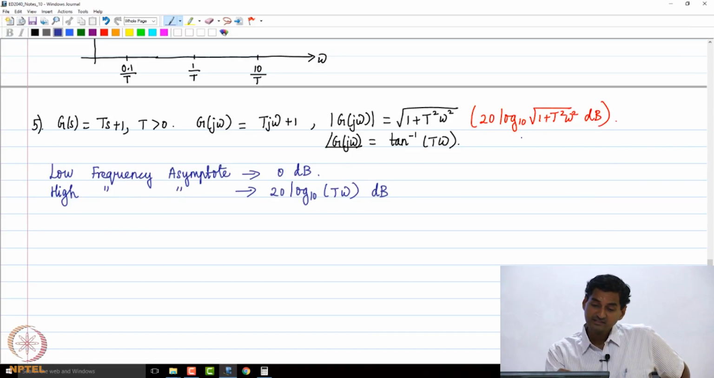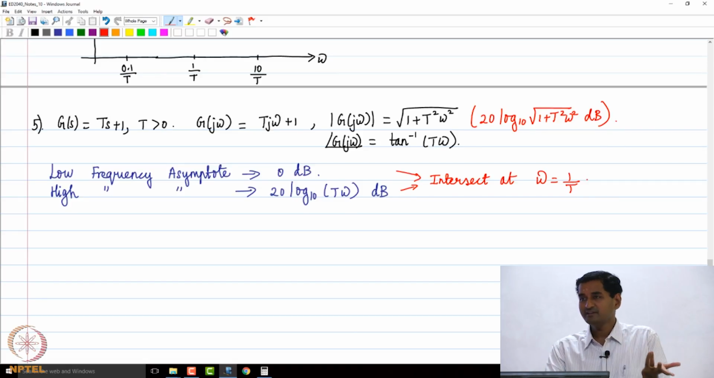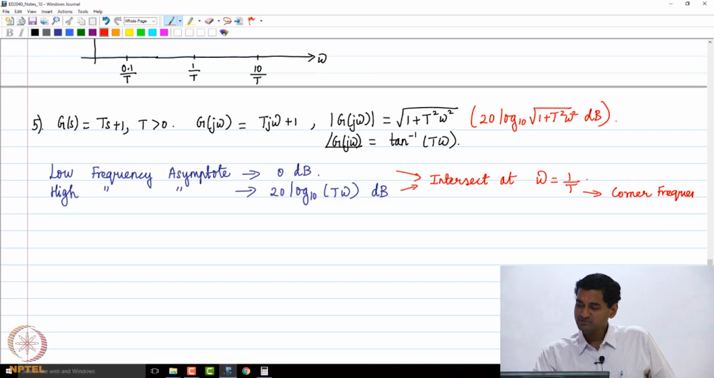Now where do they intersect? They intersect at omega equals 1 by capital T. So omega equals 1 by capital T remains the corner frequency. No change in that, so this remains the same. Now what is the slope of the high frequency asymptote?